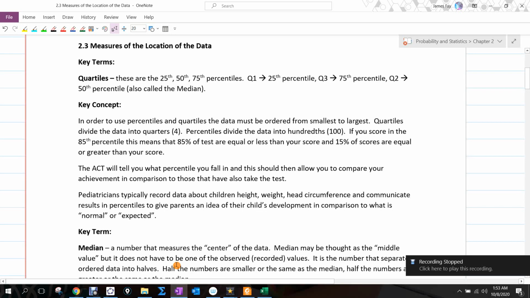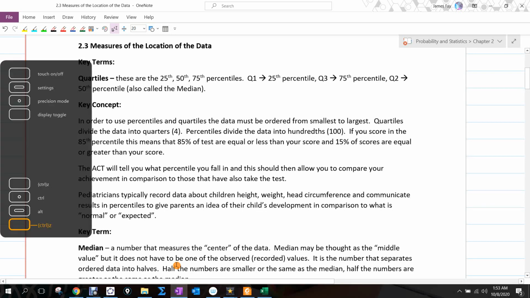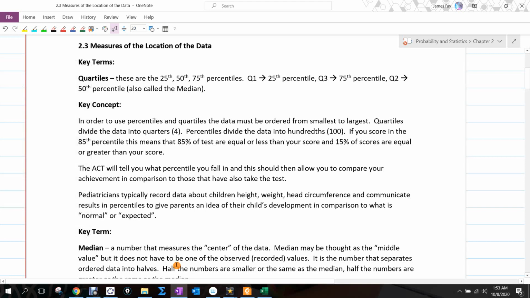Okay, section 2.3 deals with the measure of the location of the data. This is going to be talking about quartiles, percentiles, that type of thing. Key terms right off the bat: quartiles. These are the 25th, 50th, and 75th percentile.